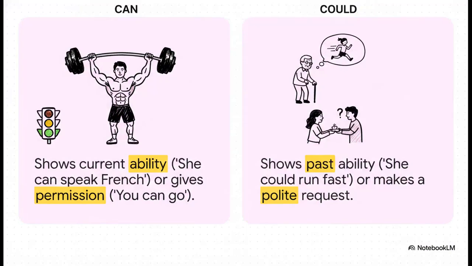Let's start with a classic pair, can versus could. Can shows ability right now, like she can speak French. Could, on the other hand, often refers to an ability you had in the past. She could run fast when she was younger. Oh, and a little pro tip, could is also your secret weapon for making a really polite request.